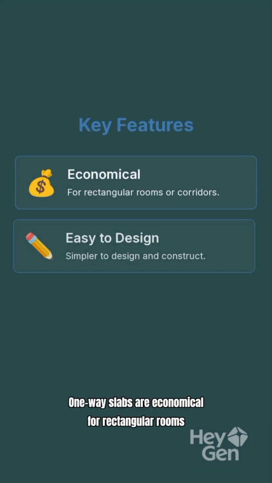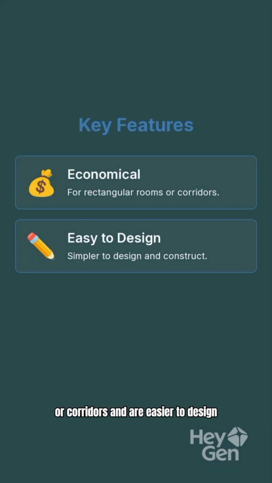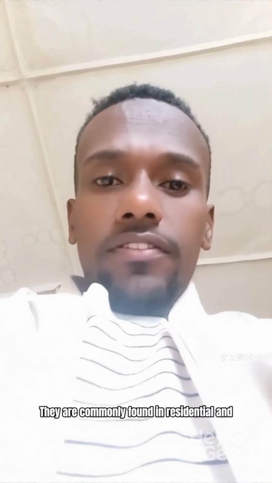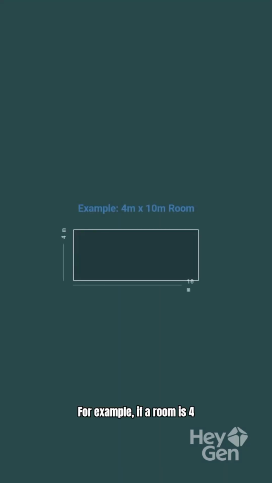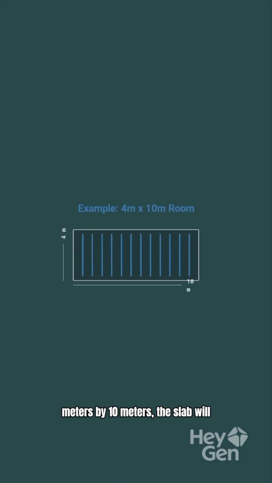One-way slabs are economical for rectangular rooms or corridors and are easier to design and construct. They are commonly found in residential and commercial buildings. For example, if a room is 4 meters by 10 meters, the slab will span the 4-meter direction and the main bars will be placed in that direction.